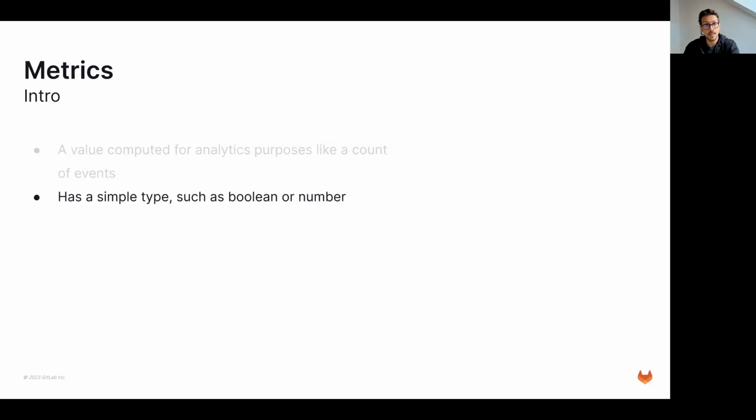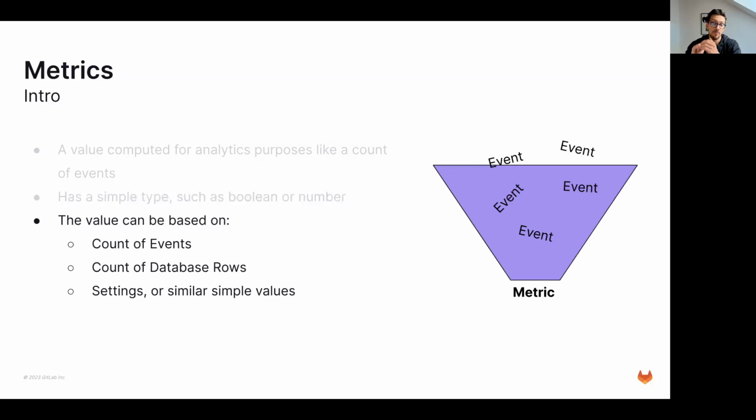And in our case, a metric can be based on fundamentally a count of events, a count of database rows, or on top of settings or other simple values. So in the case of events and database rows, you can think of a metric as just a count. So you take a bunch of events and compute how often did this event happen. Or you take a bunch of database rows and just count how many merge requests are there on an instance. That's the simplest idea of a metric.